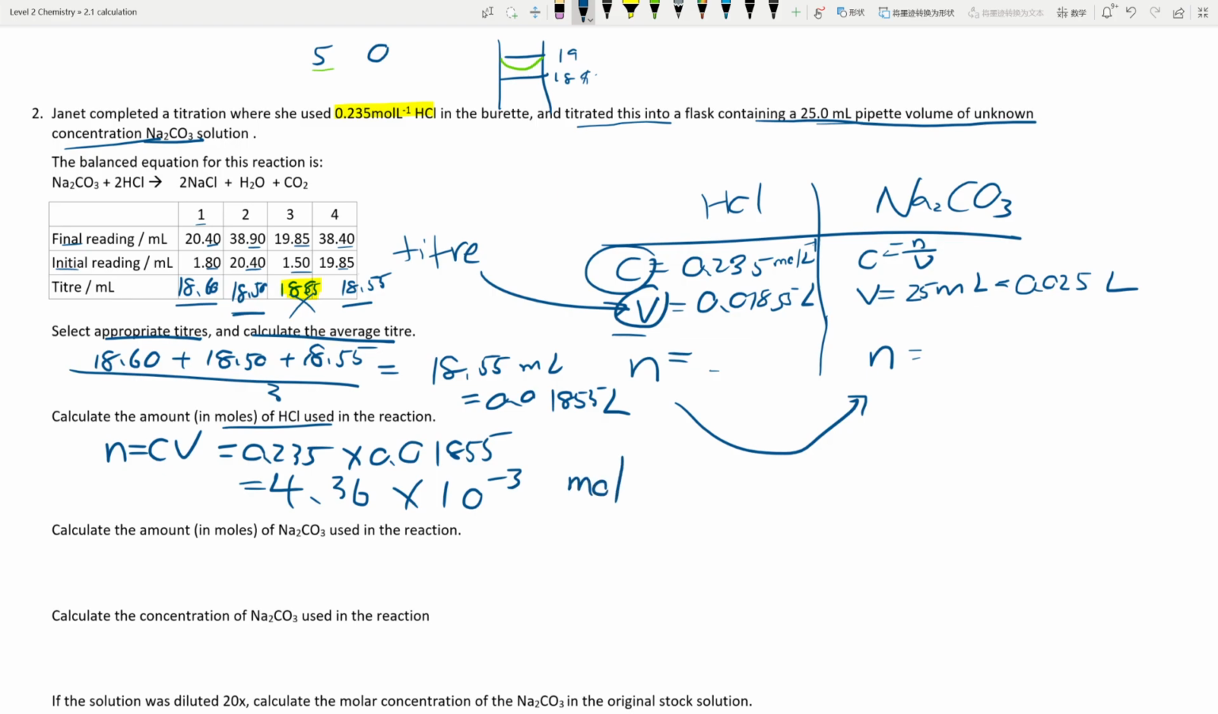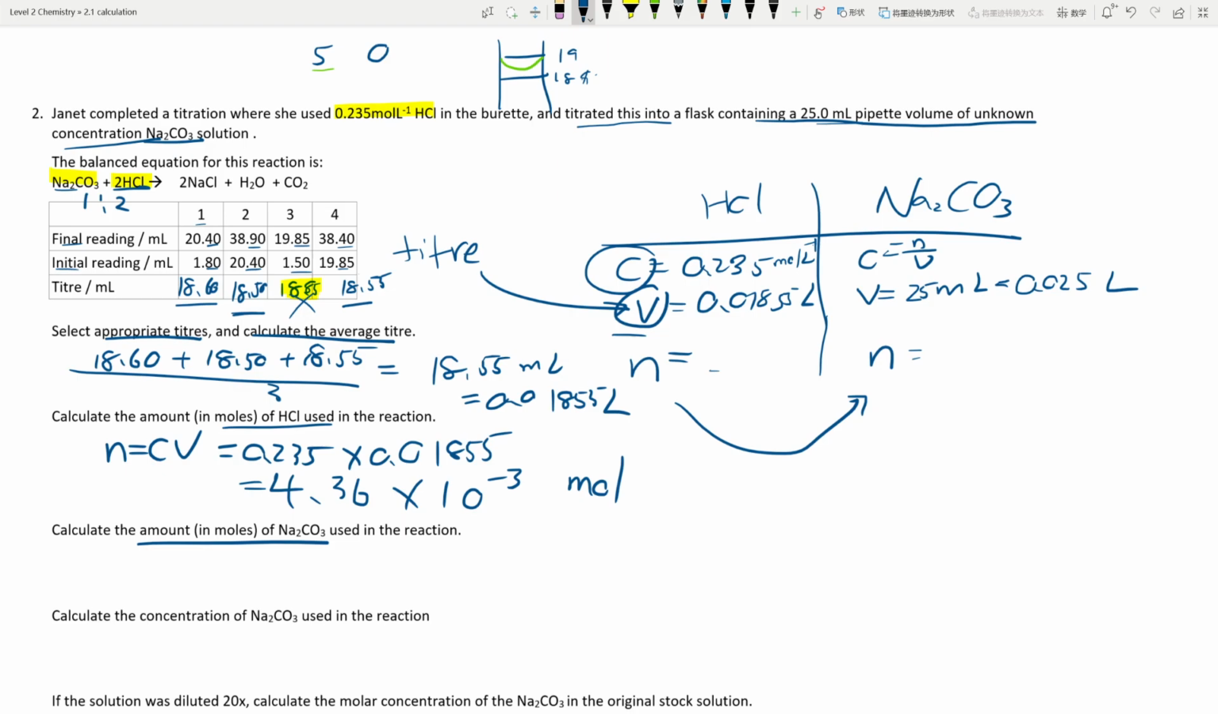If we know this mole, we want to calculate the amount in moles of sodium carbonate. So this is where you need to go to the equation. You need to look over here. This is that and that. And ask yourself, okay, so the 2 HCl, so this means this is 1 to 2. That means for every 1 mole of Na2CO3, I need 2 moles of HCl.